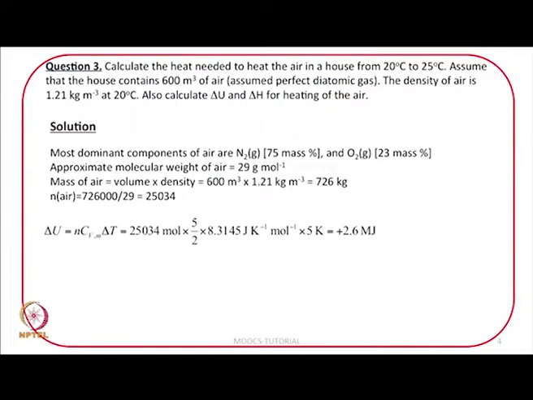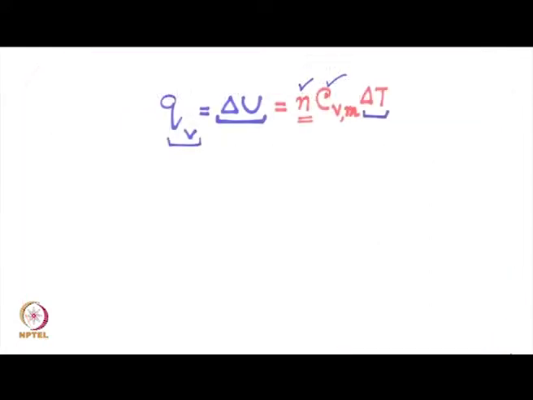Delta U is equal to N times CVM times delta T. You substitute the values of N, 25,034 mole, CVM as 5 by 2 R, and temperature change as 5 Kelvin. The value of delta U comes out to be plus 2.6 megajoule, and that is what our target was to find out.